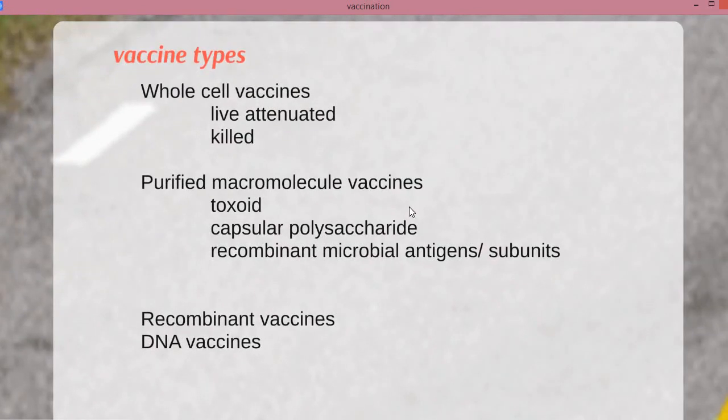So there are 4 major types of vaccines depending on what part of the cell has been used to produce the vaccine. The first group is wholecell vaccines, where the whole cell of the organism has been used to produce the vaccine, and they are further subdivided as live attenuated and killed vaccines. Then there are purified macromolecular vaccines, which are further subdivided as toxoids, capsular polysaccharides, and recombinant microbial antigens or subunits. The third type is recombinant vaccines, and the fourth type is DNA vaccines.